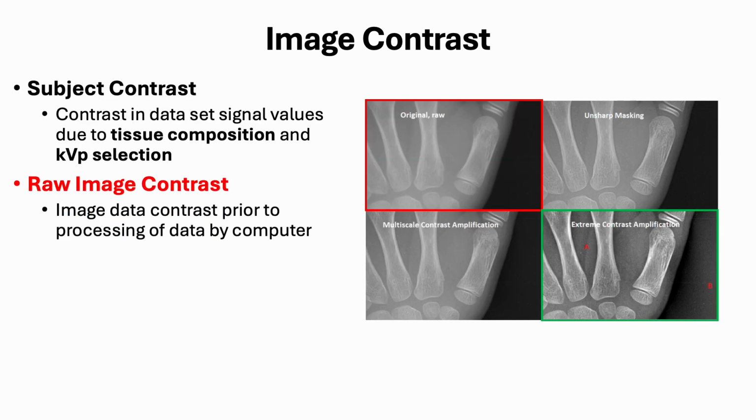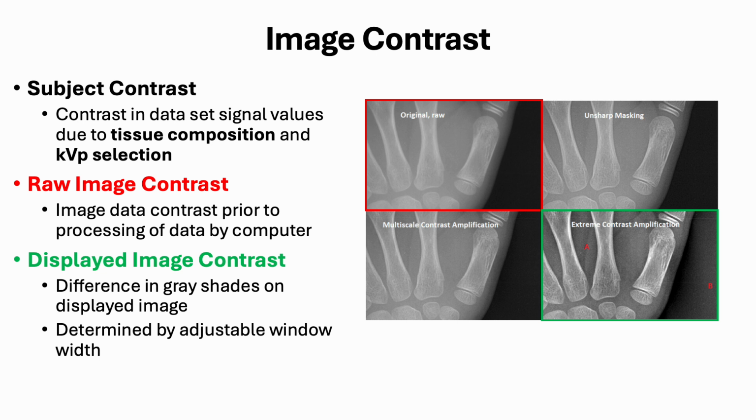Then we have what we call subject contrast. This is really related to digital. Once you shoot a picture on the digital equipment, there's a huge lag from when you exposed it to when it shows up. This will pop up on your screen. This is how the picture is as you shot it.